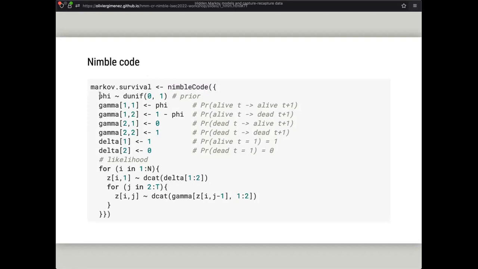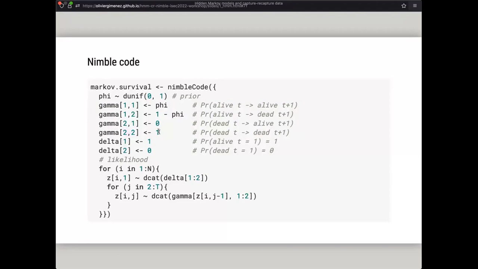Let's get rid of the prior because it's kind of the same as before. It's a uniform distribution between 0 and 1. So phi is distributed as a uniform distribution between 0 and 1. That's the prior. Then we define our transition matrix. So it's a 2x2 table or matrix. And the first row, first column is phi. So between brackets, we say first row, first column, first row, second column is the mortality, one minus phi. And second row, first column is the probability of being alive at T, given that you were dead at T minus one. So it's zero, you cannot be in that state. And the probability of remaining dead, given that you were dead at the previous occasion, is one, okay, it's certain.